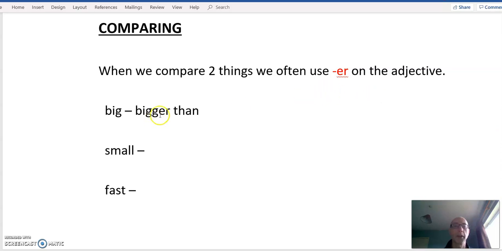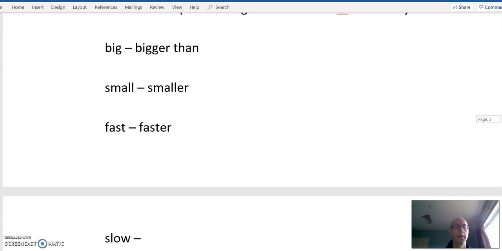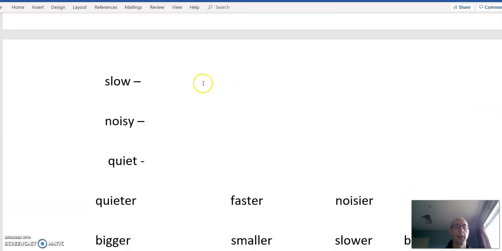And to compare things, we often use ER on the adjective. Big, bigger. So let's do some other comparatives. Small, smaller. Fast. What's the comparative? Faster, exactly. Let's continue. Slow, slower. Good, it's the same thing all the time. We just add the ER.